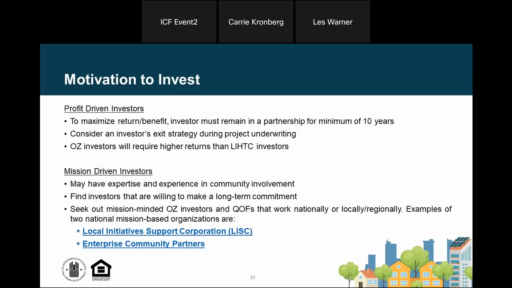And then mission-minded investors operate both locally and nationally, and you can find local and regional investors in this category by using the databases that we linked on the previous slide. But here we've listed two national mission-driven opportunity zone investors, and they are the Local Initiatives Support Corporation, or LISC, and Enterprise Community Partners.